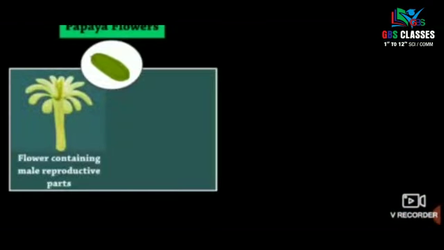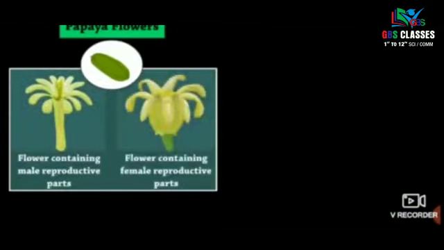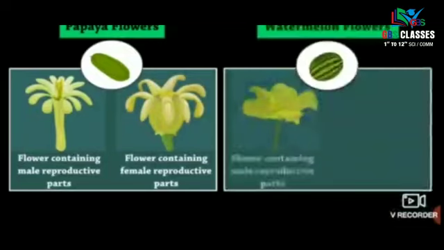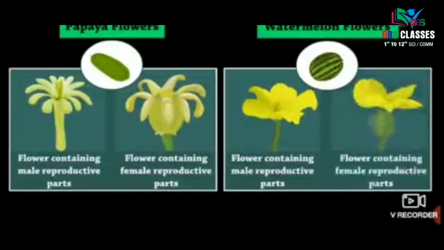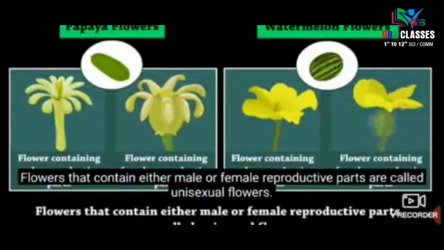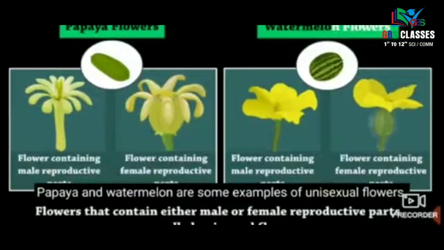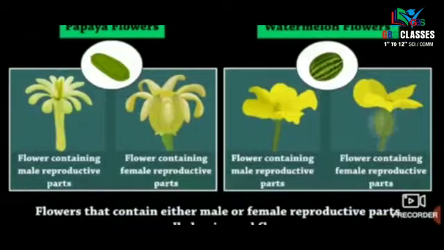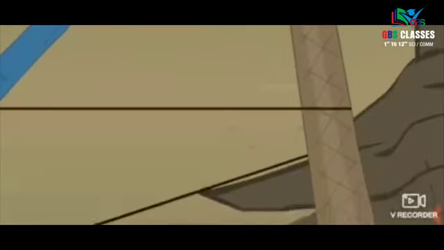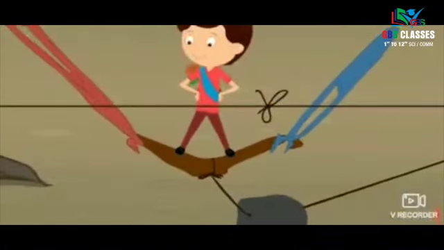Whereas if we consider papaya flowers and watermelon flowers, they are unisexual. Both plants have different male reproductive parts and female reproductive parts, so they are called unisexual flowers. This is the example of papaya and watermelon.